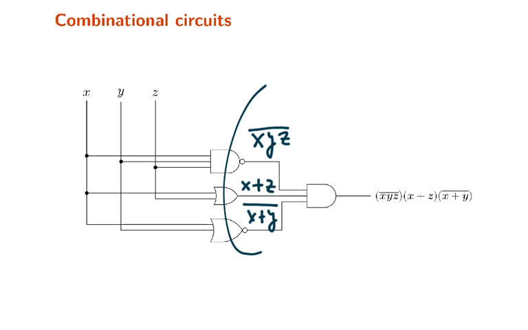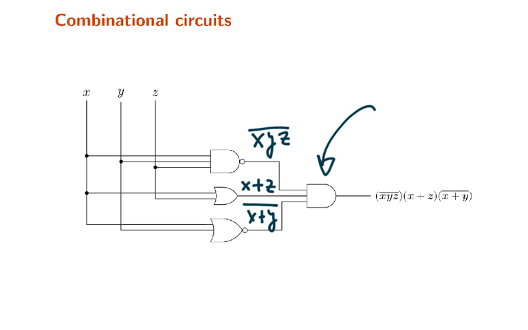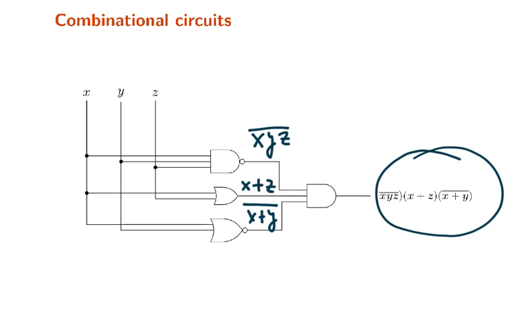And so finally, these three things are the input of this gate. And so the output is going to be this times this times this, because it's an AND gate, which is exactly what is written here. So in that way, just looking at the drawing of the diagram, you can find out what this circuit is doing.